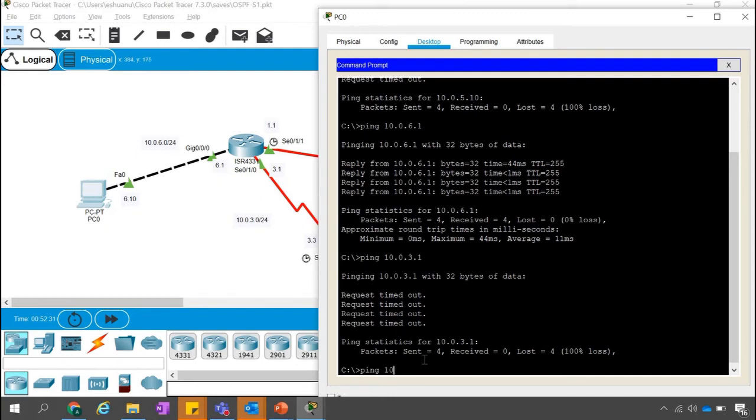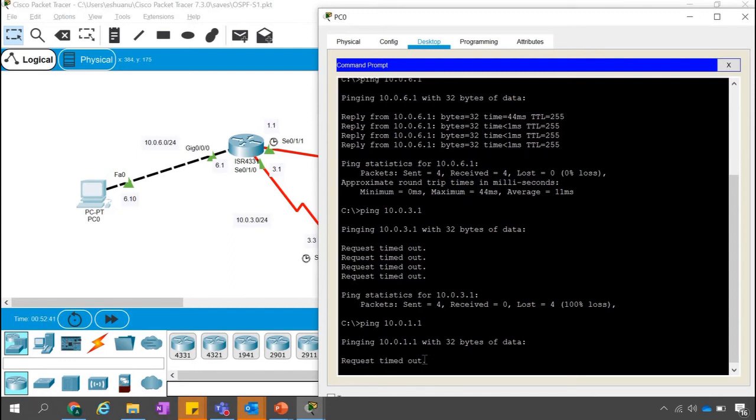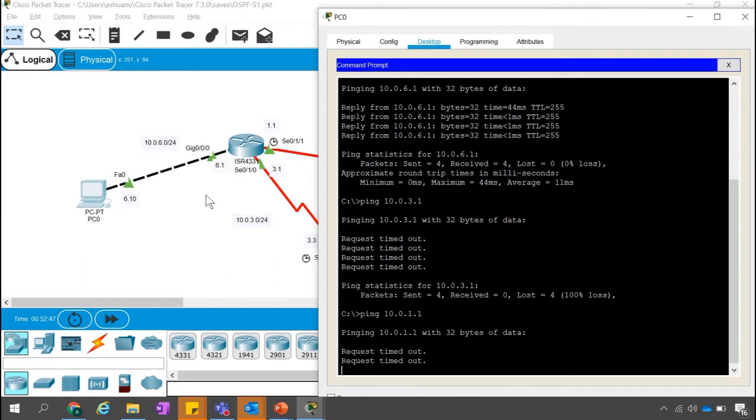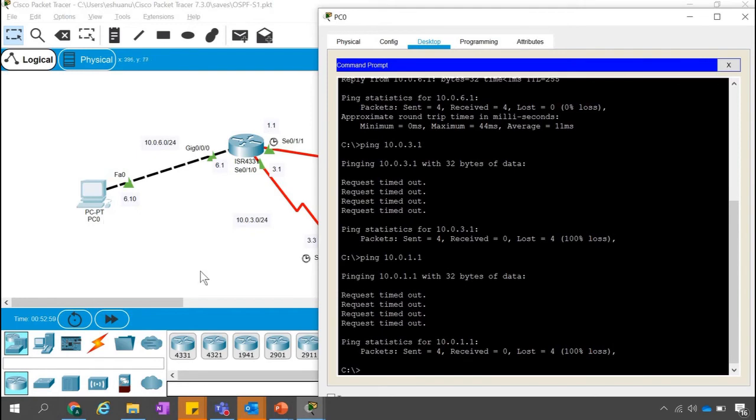Ping 10.0.1.1. Is it able to ping? No, it will not be able to ping. Why? Because our PC0 is not aware where to send the packet. What about the 6.1? 6.1 was able to ping because it was directly connected. Directly connected means that this computer knows, okay, 6.10, I have to send the packet on this interface. What about the remaining networks? The remaining networks it is not aware of.